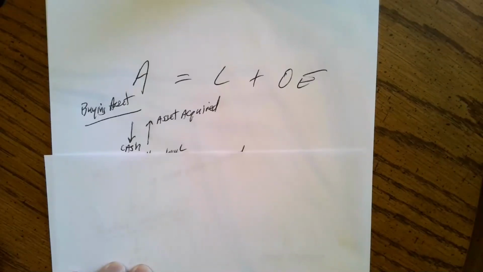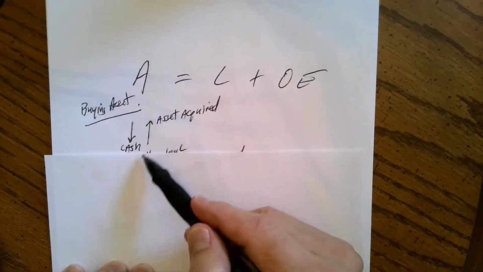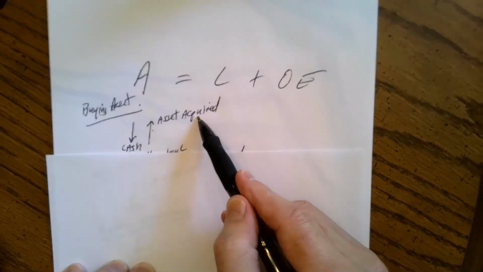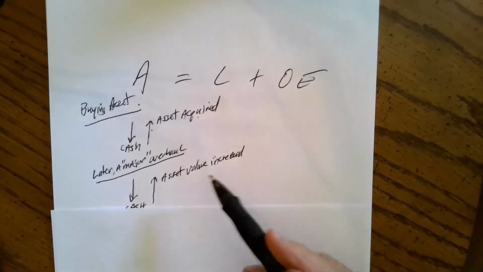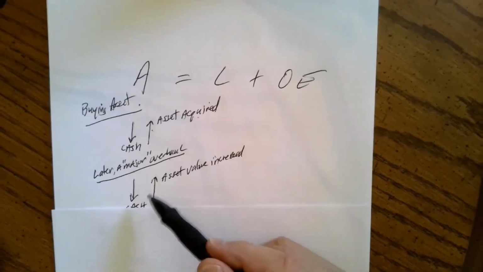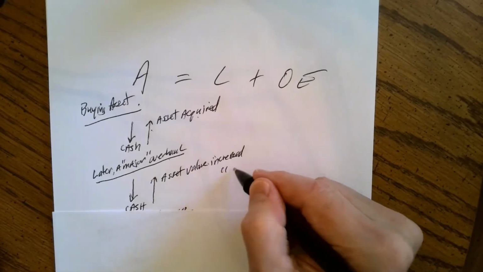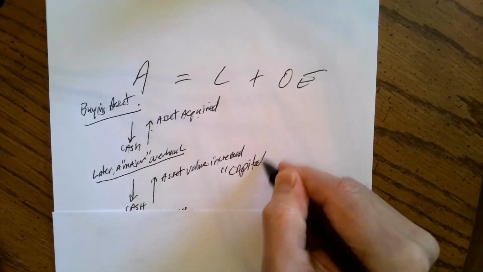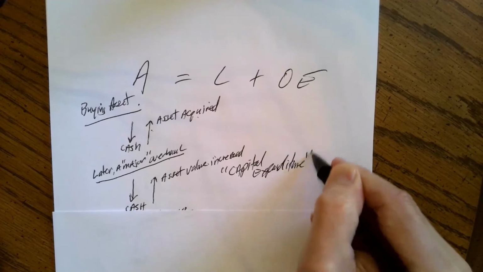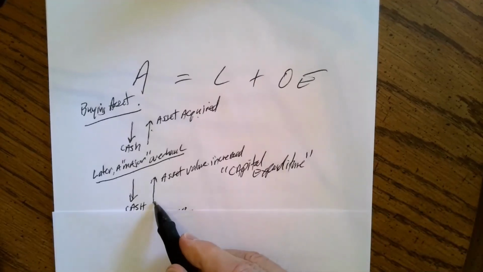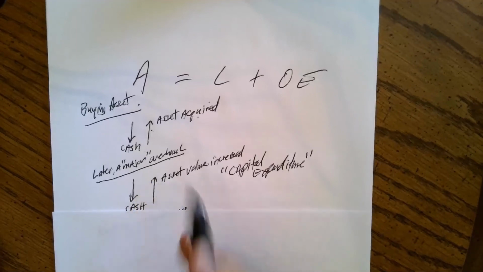Just to illustrate the effects in the balance sheet, when an asset is purchased, acquired, cash goes down, the asset goes up, a capital expenditure. If later there is a major overhaul to that asset, cash goes down, the asset value is increased. That's called a capital expenditure. Because we're debiting the asset account after acquisition because we're increasing the utility of the asset.